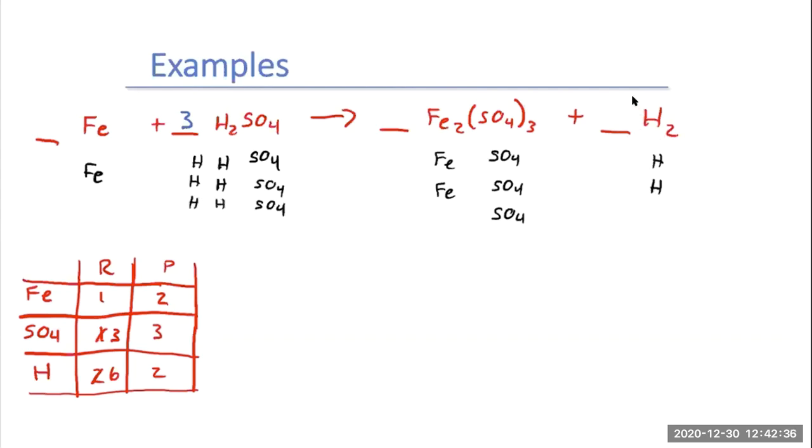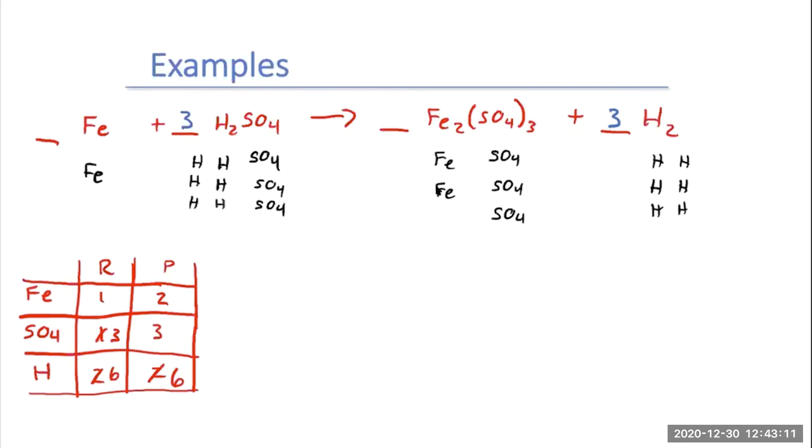So if I change the coefficient to give me 6 hydrogens here, then I can balance them. So if I put a 3, now I added 6 hydrogens, and I haven't changed anything else. So that means I can switch that to a 6. So then my last one I have to balance is my iron.